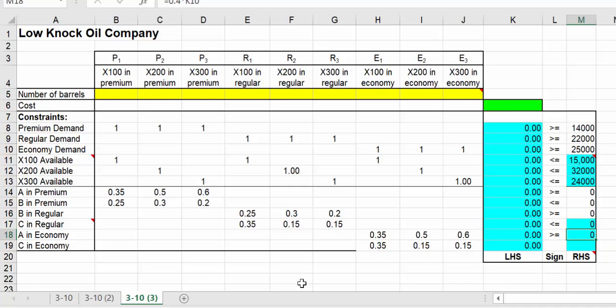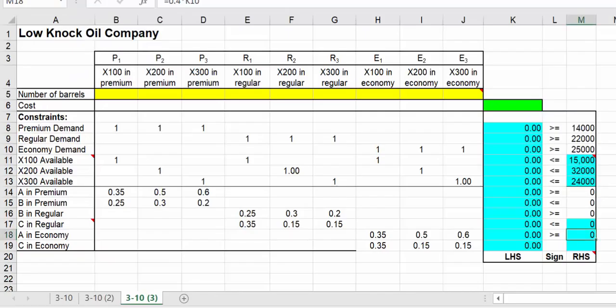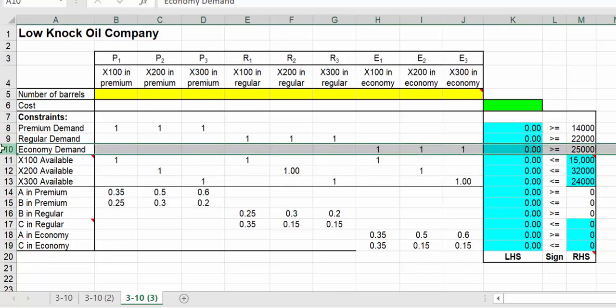Okay, last one is the amount of C in the economy. Compound C is less than or equal to 25%. And again, it would just be equal to 0.25 multiplied by, if we go over here, this is economy, how much we're producing for economy, and that'd be K10 as well. Again, just highlight that. This is economy, this is what we produce, this is what the customer wants.